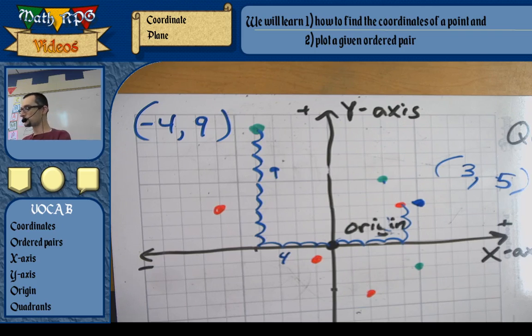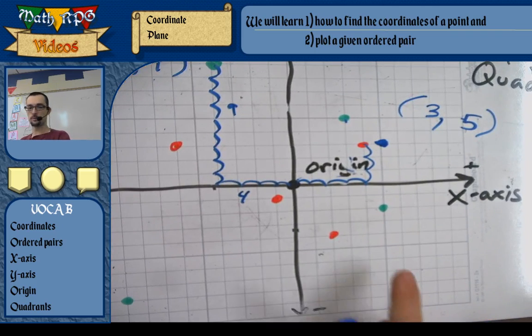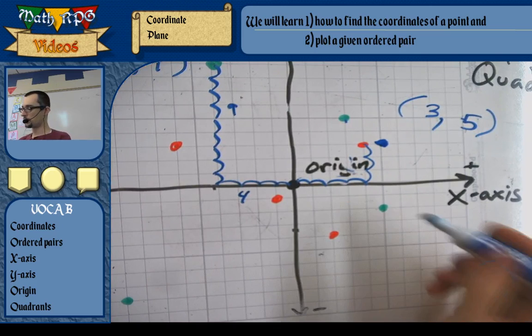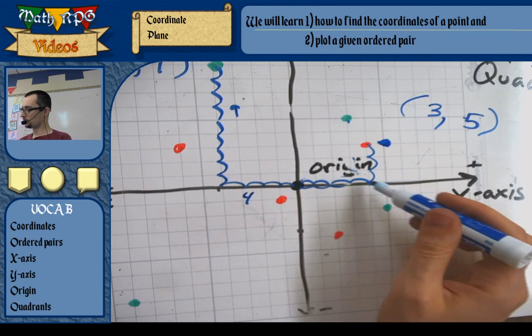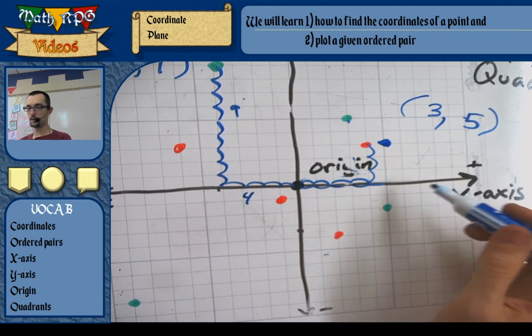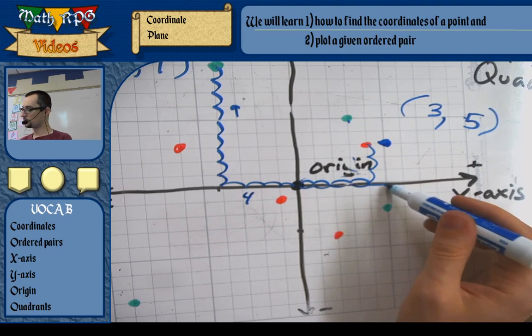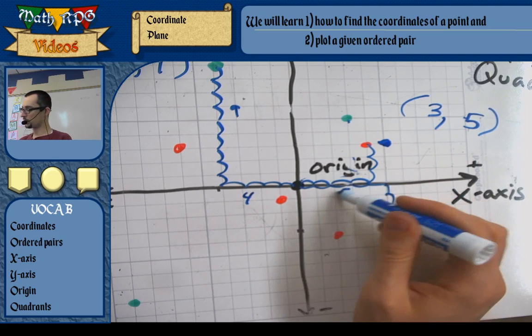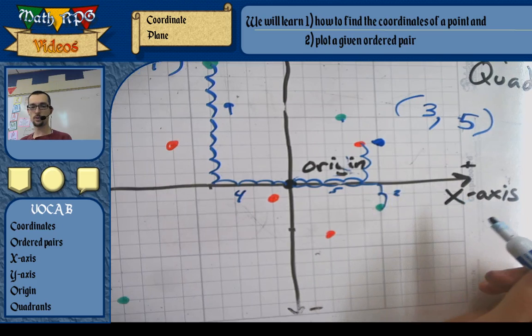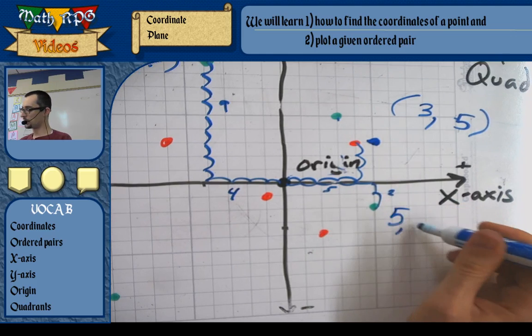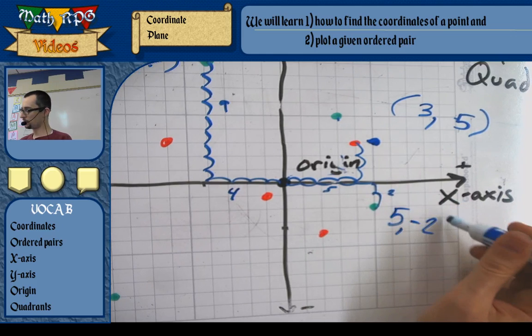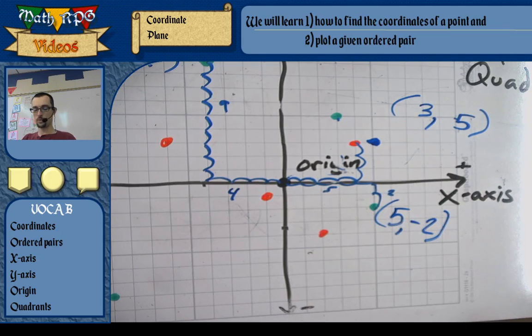So if I want to do this one down here, if I want to get to this green one, I'm going to start at my origin. I'm going to start walking 1, 2, 3, 4, 5. I'm going to go down 2. 1, 2. So I went over 5 and down 2. So my coordinate right here would be over 5, down 2. Okay. Over 5, down 2, and there's the treasure.